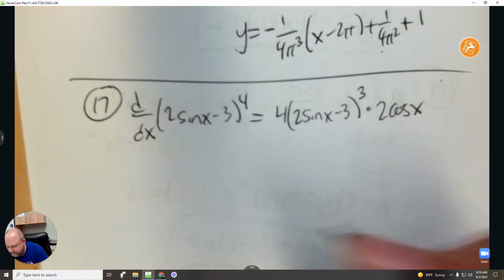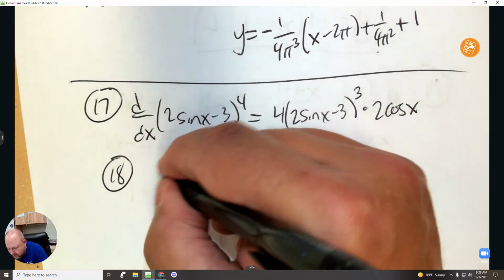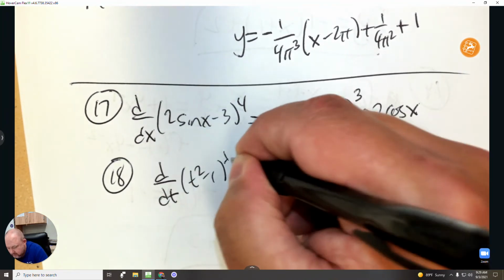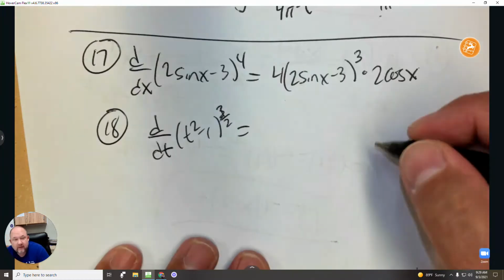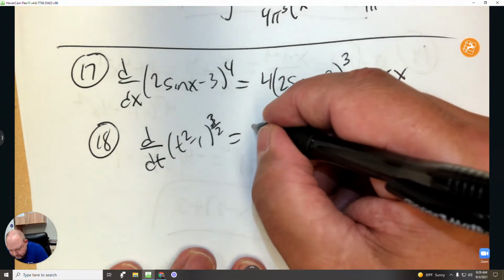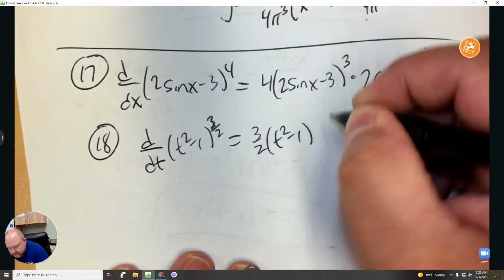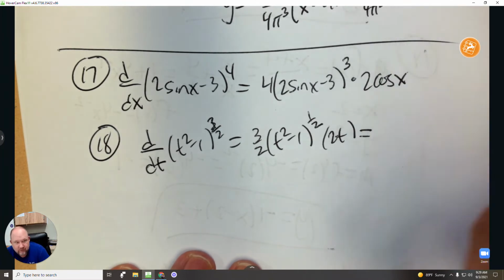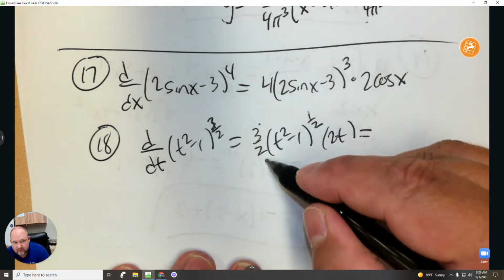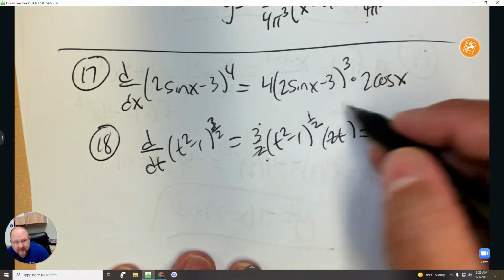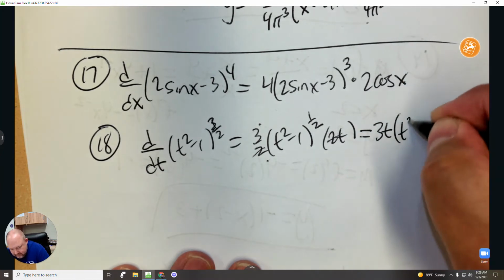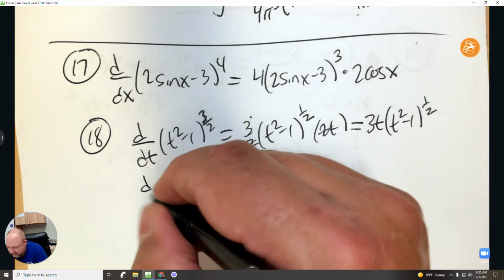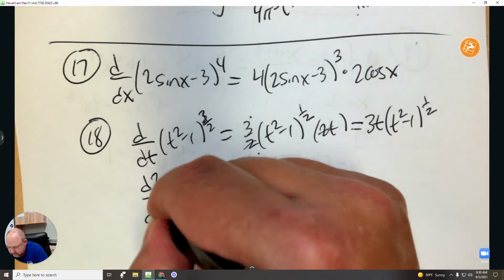Number 18, the second derivative. But in order to find the second derivative, we need to find the first derivative first. So I'm going to do that. So the first derivative is 3 over 2, subtract 1, and then 2t. Because I'm doing a derivative again, I'm going to simplify it. So 3 over 2 times 2, they cross out, and I'm left with 3t, t squared subtract 1 to the 1/2. Now, I can do the second derivative, which is what it's asking for.